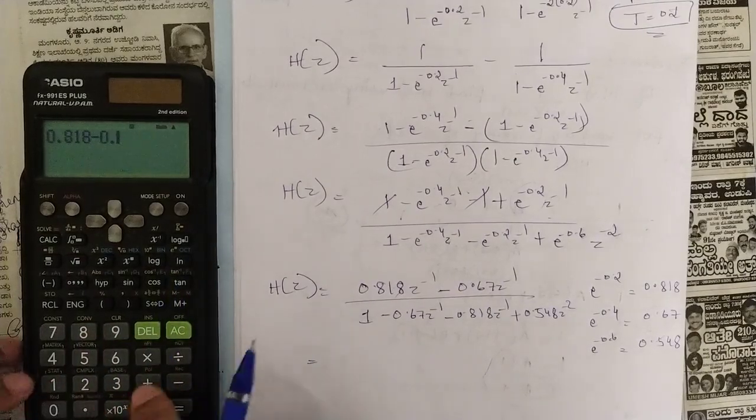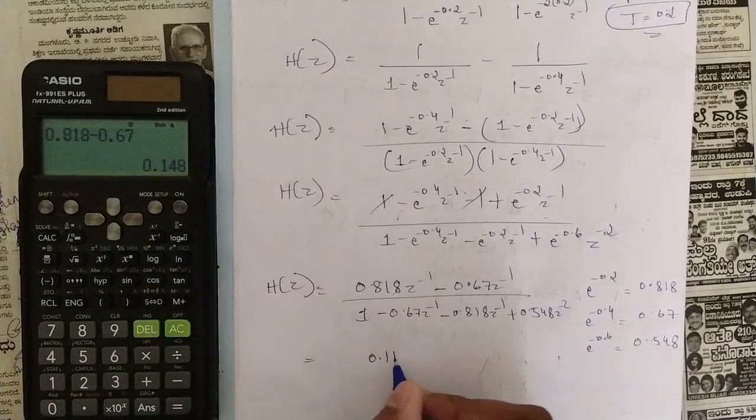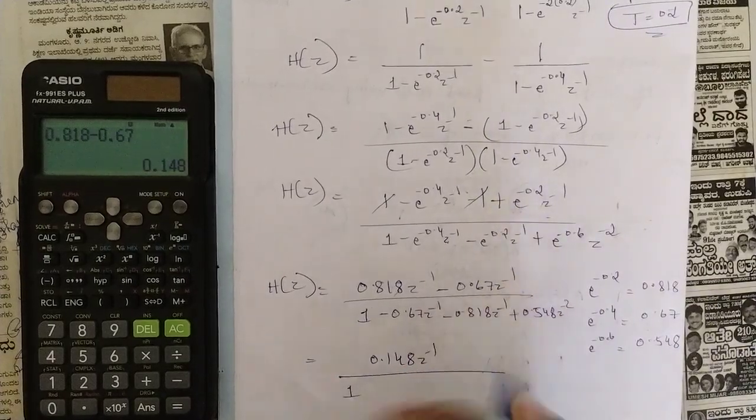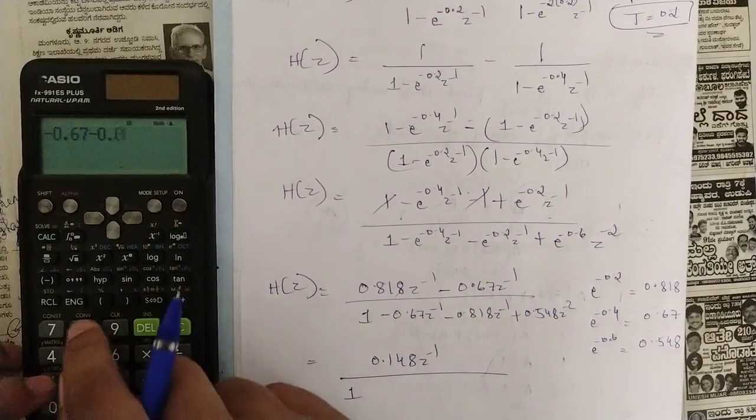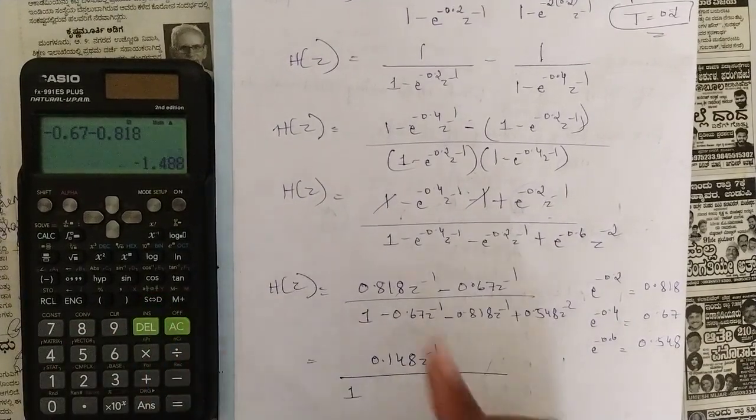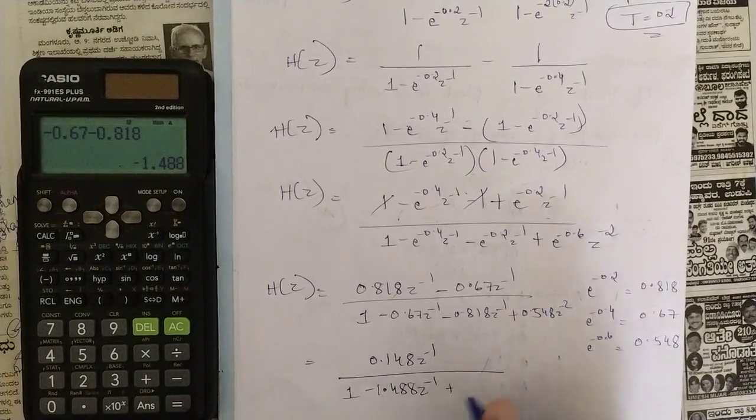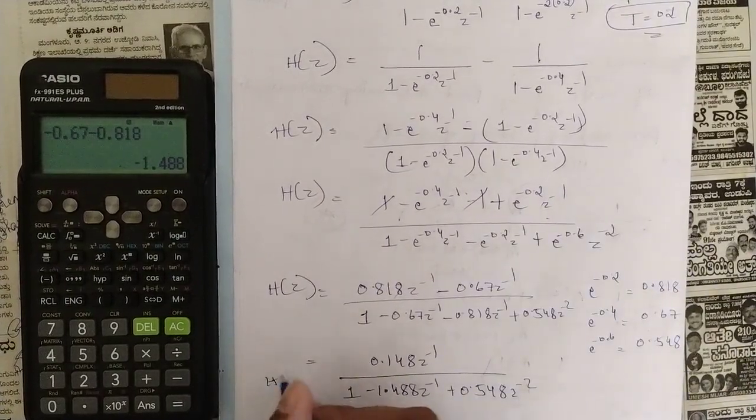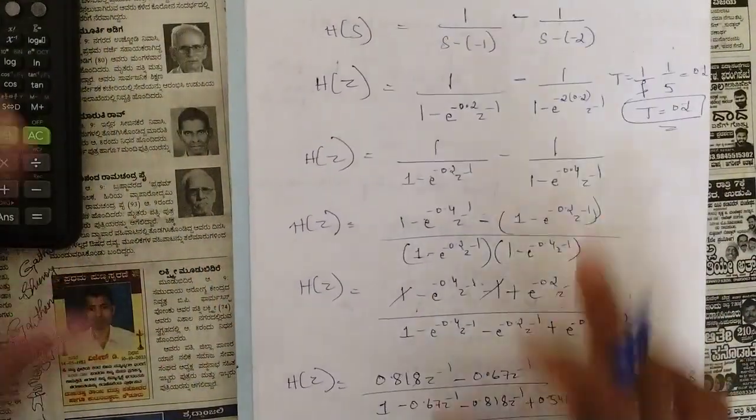0.818 minus 0.67, that is equal to 0.148 Z inverse whole divided by 1 minus, again these two we can simplify, minus 0.67 minus 0.818, that is minus 0.1488 Z inverse plus 0.548 Z power minus 2, that is equal to h of z. So this is the final value of h of z we have got after simplification of this.